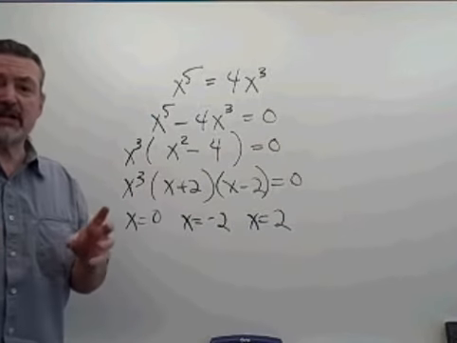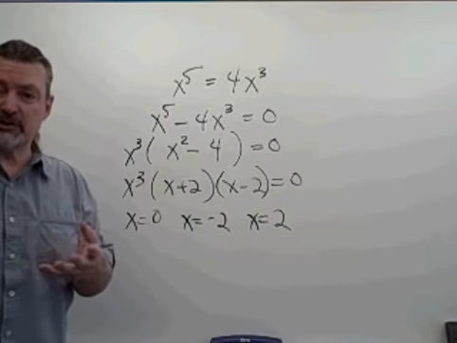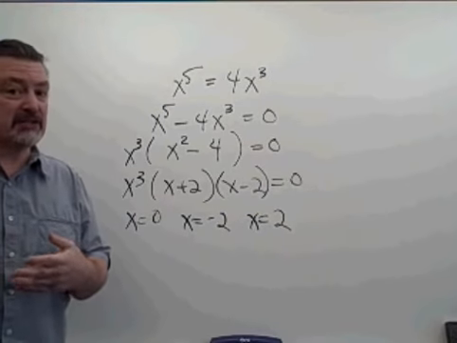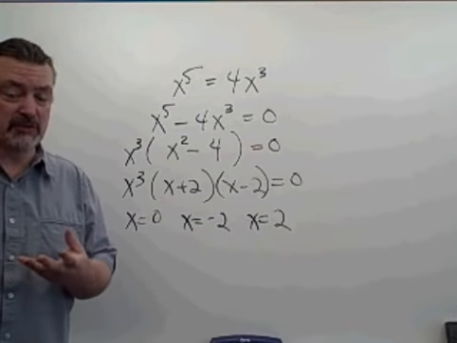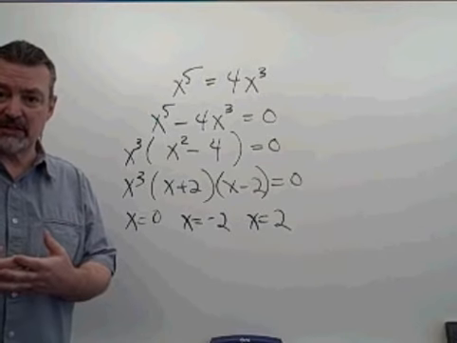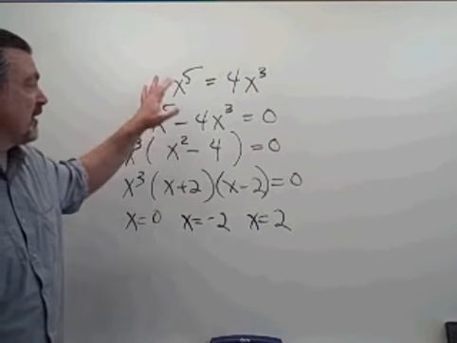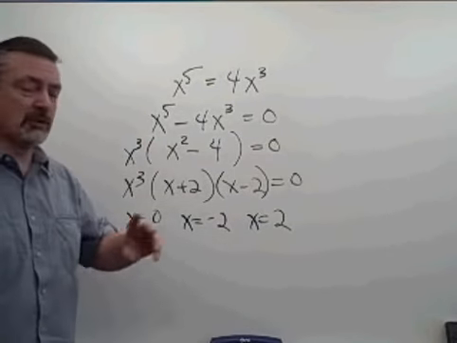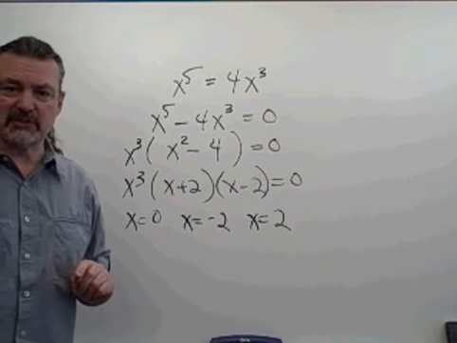The degree tells you the most solutions the equation can have. The equation doesn't have to have that many solutions, but that's the most solutions that it can have. So even though we had a fifth degree equation, there were only 3 solutions to this particular equation.